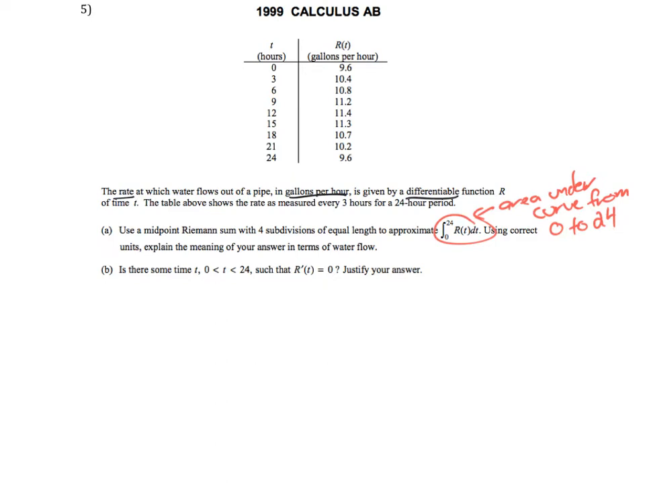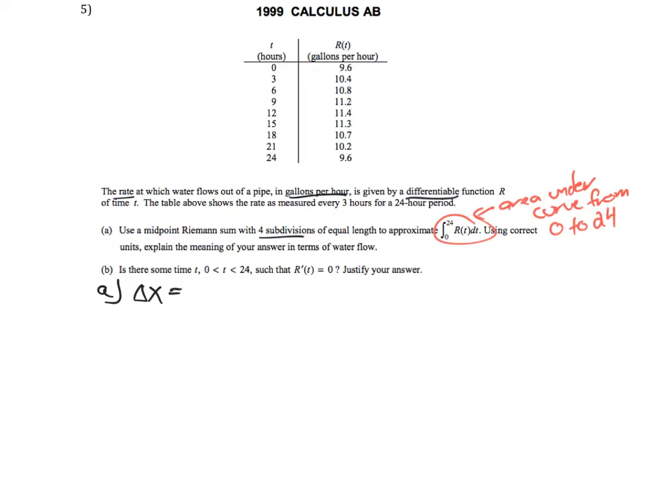So that means the height of each rectangle is going to go through the midpoint of each rectangle. So it says 4 subdivisions, so that means 4 rectangles. So if I want to know how wide each rectangle is, I'm just going to think of this in terms of change in x. Change in x for me is just going to mean the width of your rectangle.